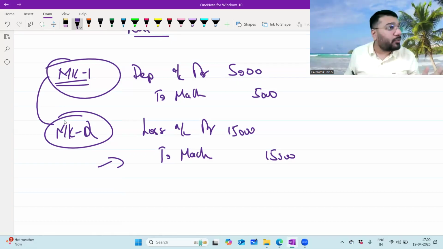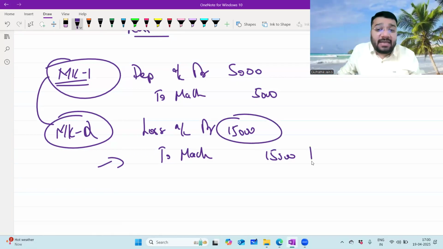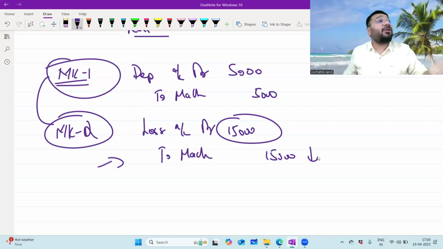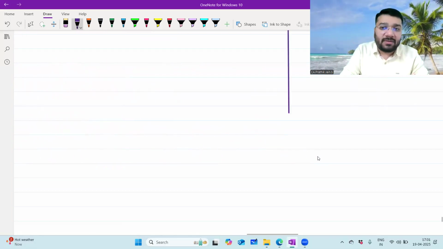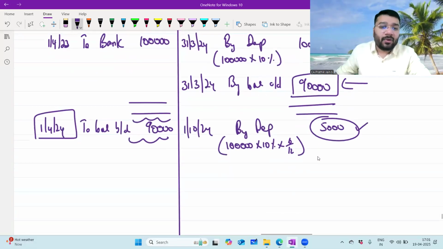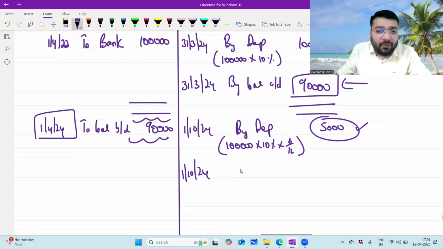Am I loud and clear with this approach? Yes. Now, loss always has the tendency of decreasing the value of the asset. Meaning, to this extent, you're not receiving the money. So I'm downgrading the value of the asset by 15,000 rupees. So in the machinery account, by loss 15,000 rupees. We call this monkey 2. So again on 31.03.24, by loss on sale of asset is 15,000.